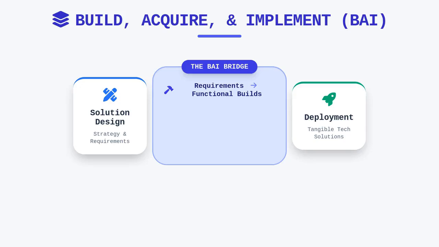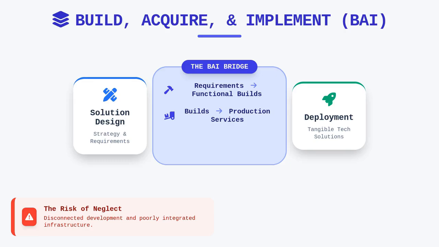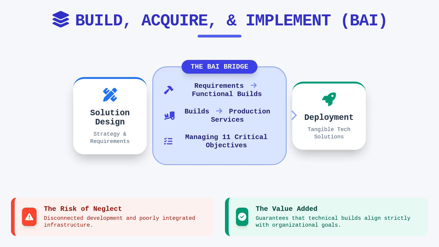We focus here on how requirements are transformed into functional builds and how those builds are transitioned into services. If we ignore this domain, we risk disconnected development cycles and poorly integrated infrastructure components, which ultimately undermines the entire governance system. By managing these 11 objectives, an enterprise ensures that projects are not just completed on time, but that they meet the business requirements established in earlier stages. We need a rigorous approach to ensure that what we build is what the organization actually requires to achieve its goals.